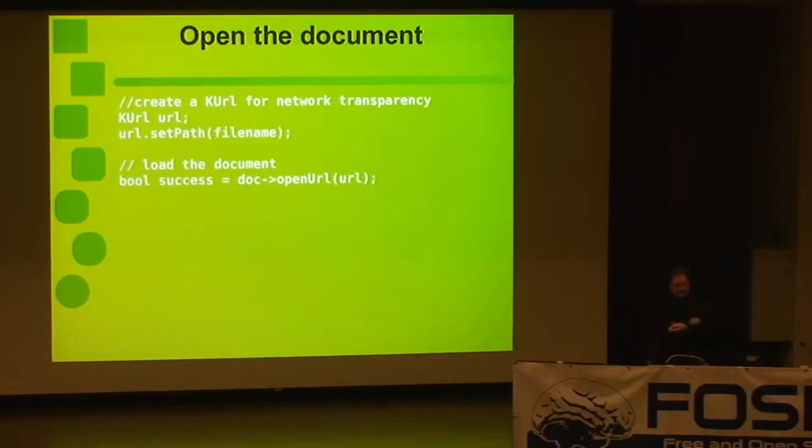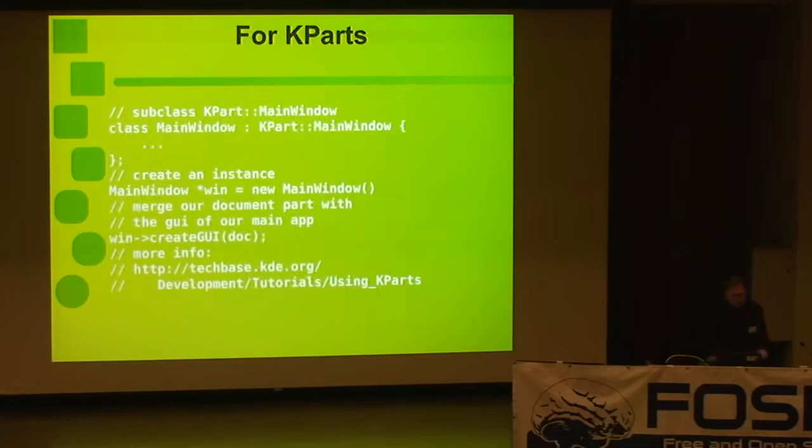We just have a document, it's empty. Now we want to load it. We load it from a URL. Loading from a URL means we are loading it network transparently. Whether you want to load from the hard disk of your laptop or from a website, it will work. At the moment when we have the document loaded, we are still completely free in what we want to do. Want to go for KParts? That's possible. Create a main window, which is a KParts main window.